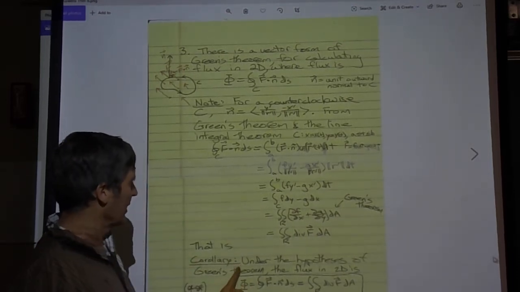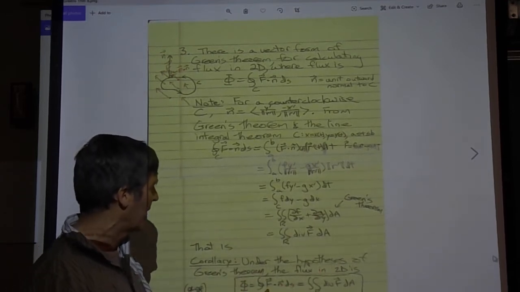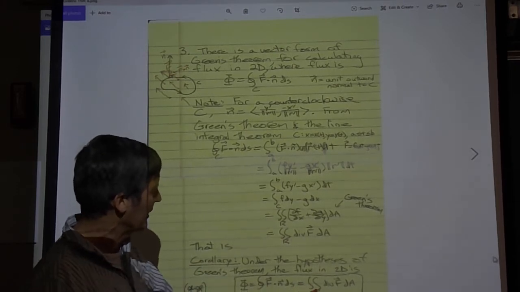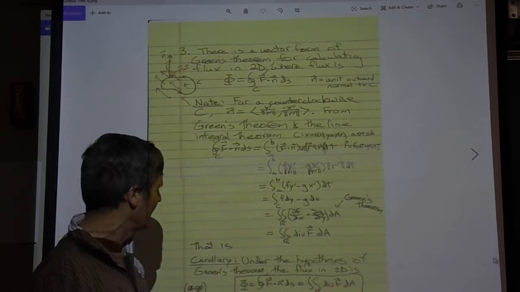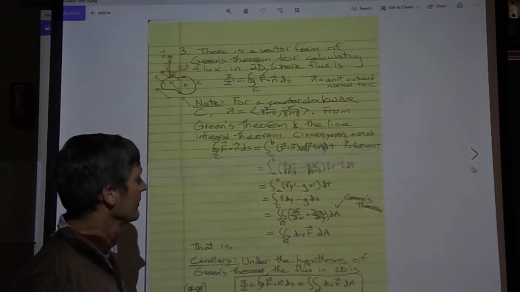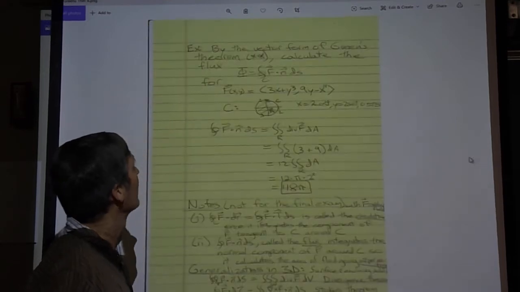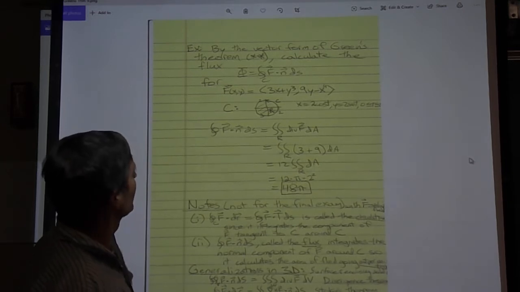So here it is, under the hypotheses of Green's theorem, the flux in 2D can be calculated by the line integral over C, which is the double integral over the region it encloses, divergence of F dA. So there's how you can calculate flux. It's a corollary of Green's theorem. Now we call this also the vector form of Green's theorem.